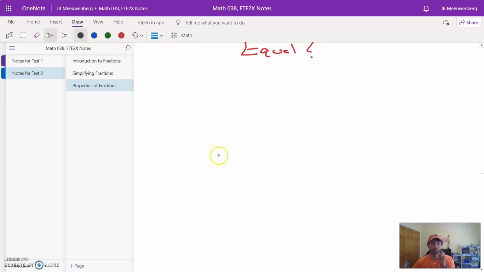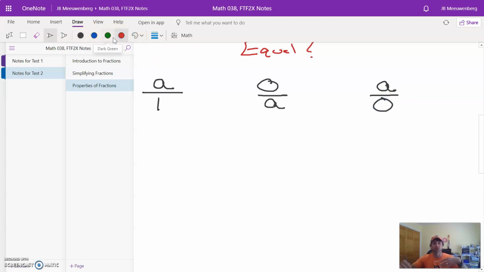And lastly, I'm going to put 3 different fractions up here. We're going to examine them. So I'm going to use a variable. Again, we're kind of looking at an algebraic definition here. A over 1, 0 over A, and A over 0. So take a minute, examine those, see if you can think about what those might mean, or how you might simplify them.